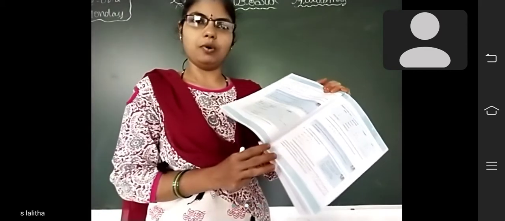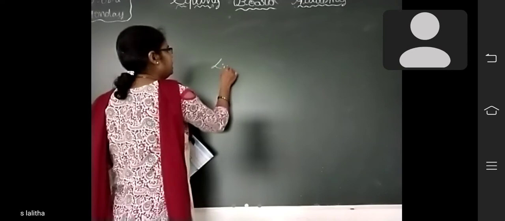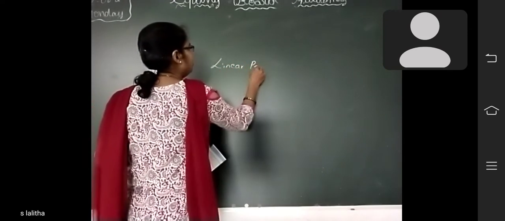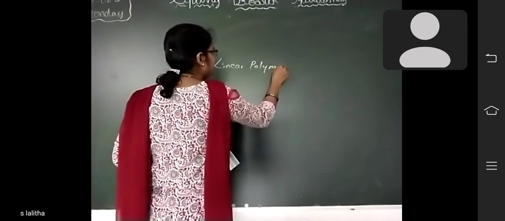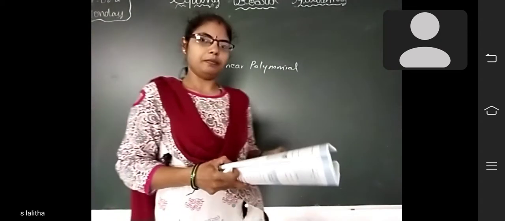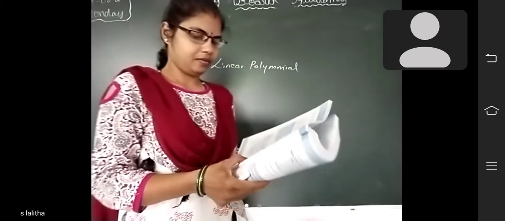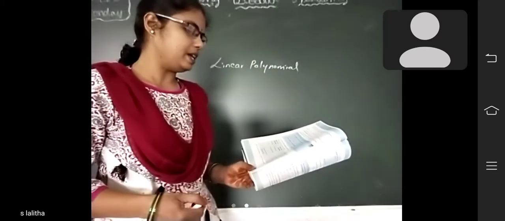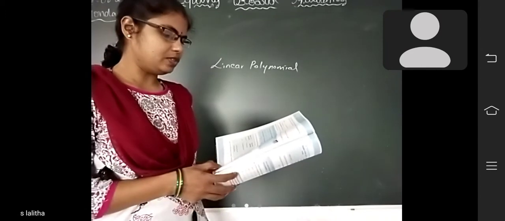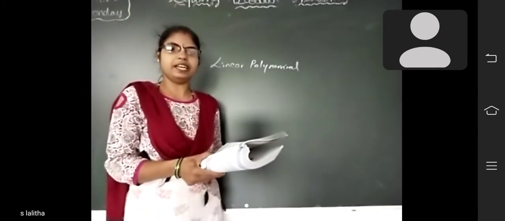And next, degree of a polynomial is 1. If the degree of the polynomial is 1, what is the name of the polynomial? Yes, linear polynomial. You can write that, linear polynomial. What is the degree? 1. So what is the example? x minus 12, minus 7x plus 8, ax plus b, etc. So here degree is 1.